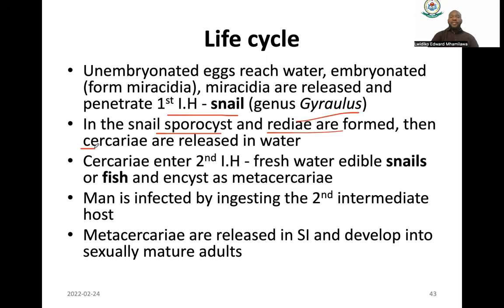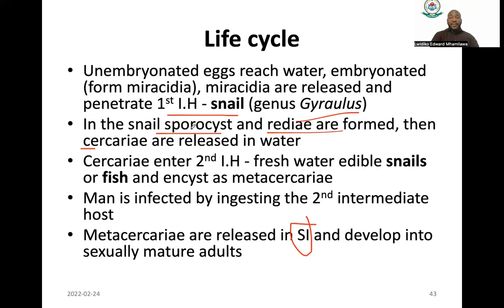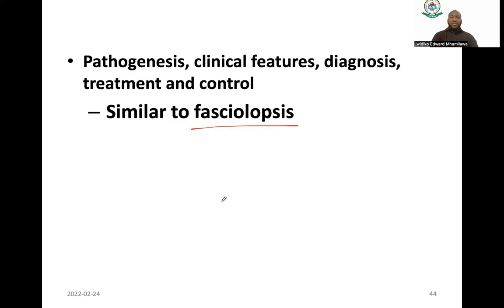The metacercariae are released into the small intestine, and develop into sexually mature adults. Pathogenesis, clinical features, and control are similar to Fasciolopsis. Why is it similar to Fasciolopsis? Remember, these get into a life cycle that is similar to Fasciolopsis. So this is the part where you can control pathogenesis and clinical features.